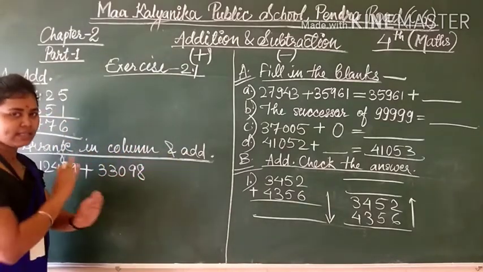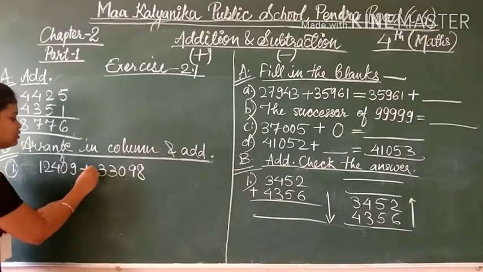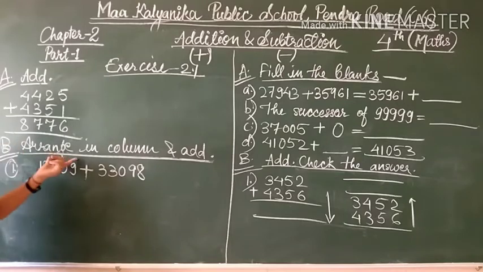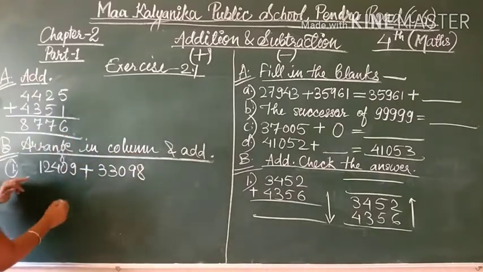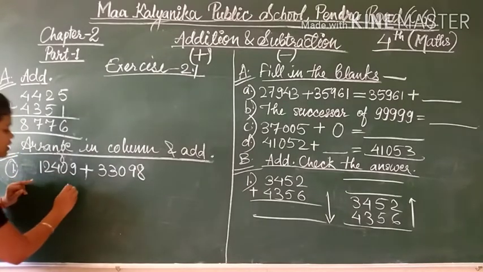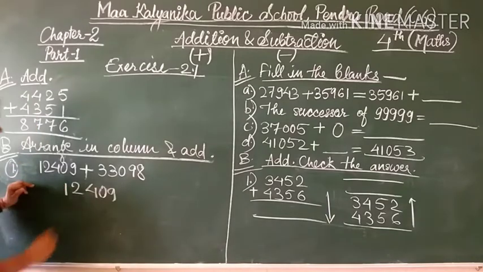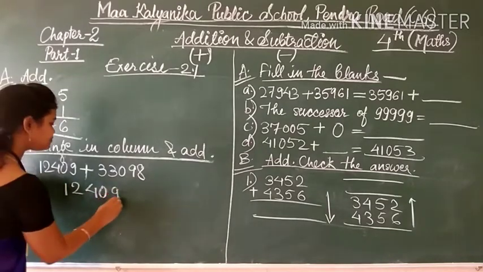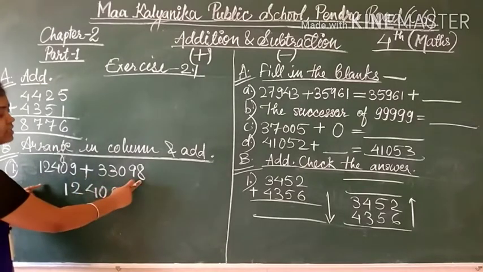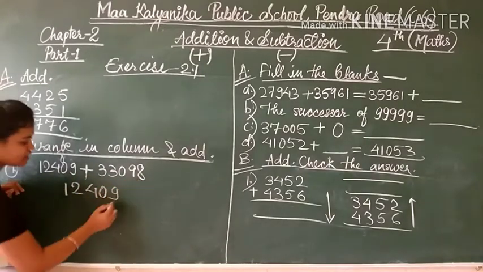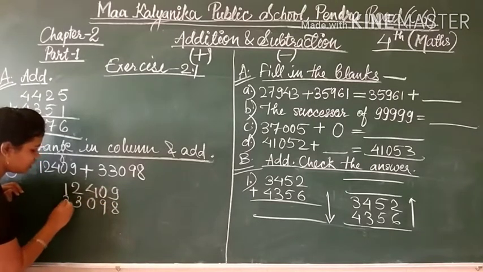But the question must be arranged in column. So first you have to arrange, then you have to add. First you will write the number 12,409 with proper space so that you can add easily. Now 33,098, which is also a 5-digit number, right from the back, below it.